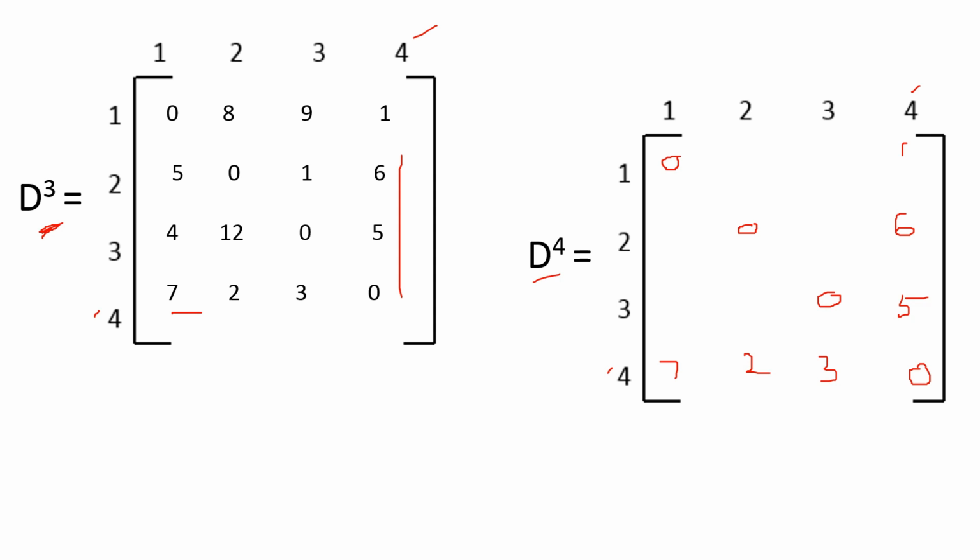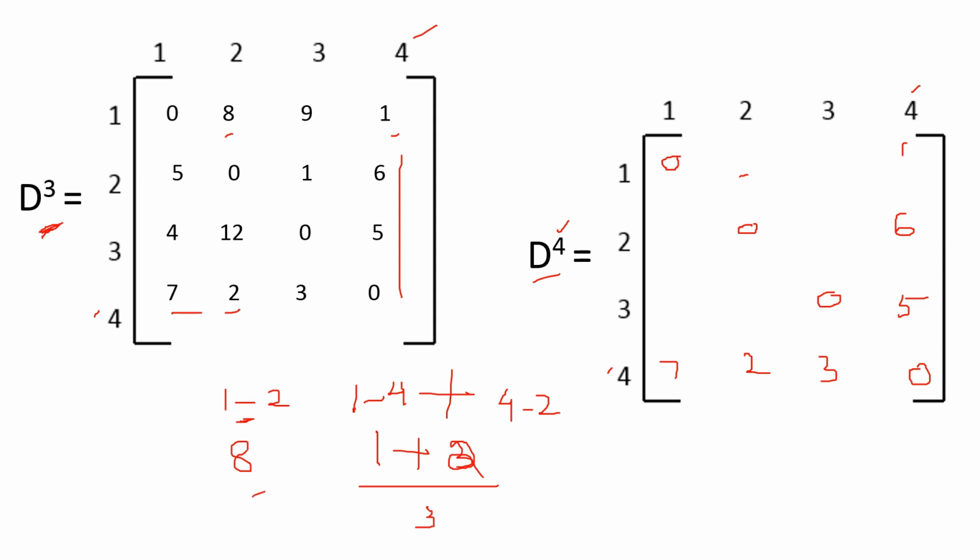Okay, now we are going to calculate 1 to 2, this value. Since this is being done via 4, 1 to 2 means 1 to 4 plus 4 to 2. 1 to 2 is 8, and 1 to 4 is 1 plus 4 to 2, it is 3. 4 to 2, not 3, it is 2. Okay, and so the sum is 3. So compare 8 and 3, take the minimum value, and we are entering 3 here.